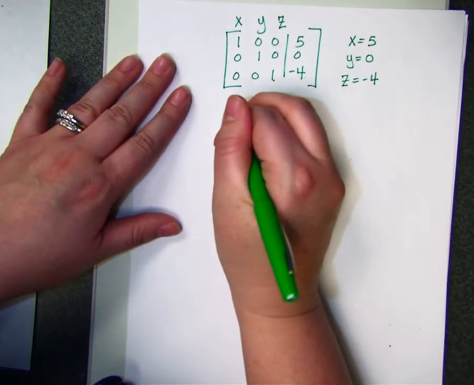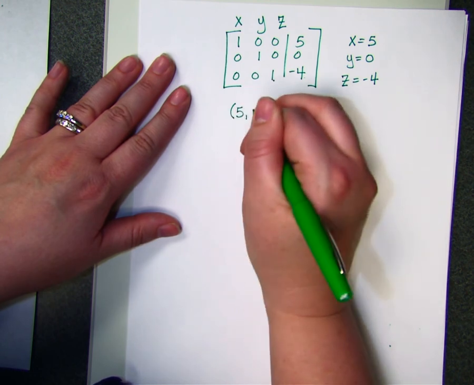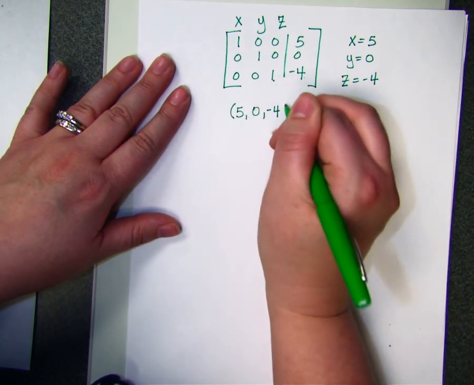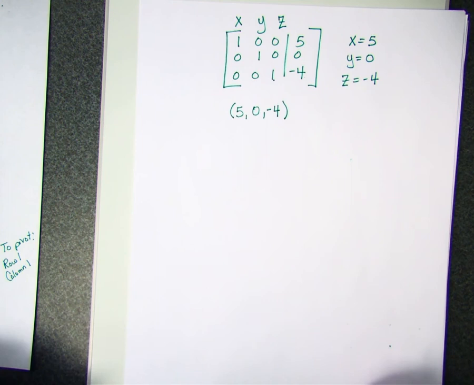So the solution to this system of equations is 5, 0, negative 4. It's called an ordered triple.